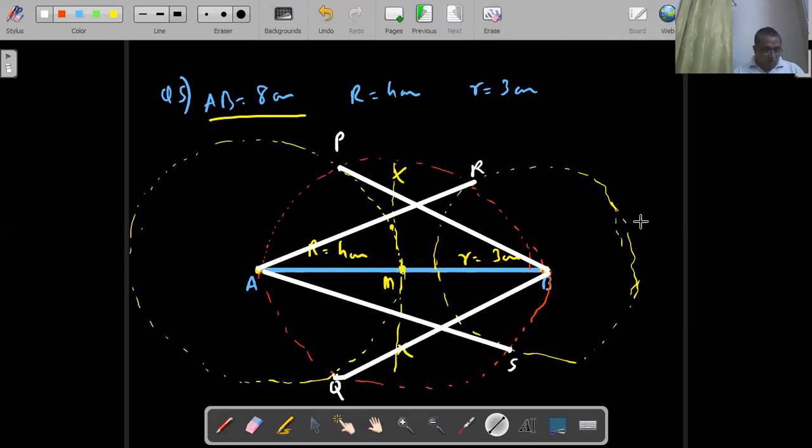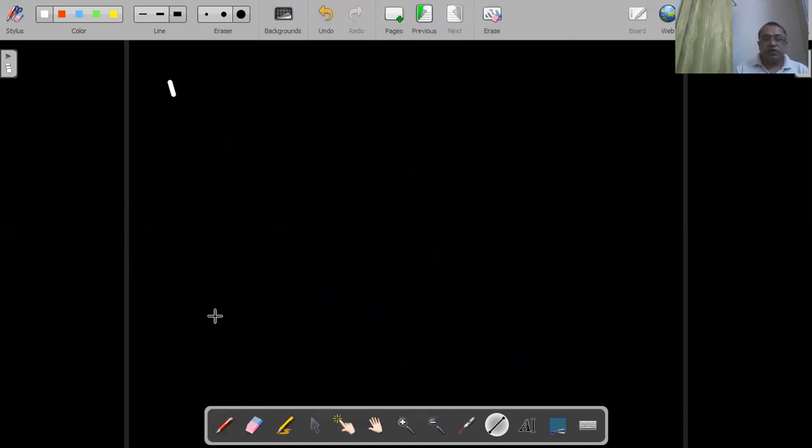Then we go on to the next one, question number 6. You can mark this also important. ABC is a right triangle. AB is given 6 centimeter, BC is given 8 centimeter, and angle B is 90 degrees.